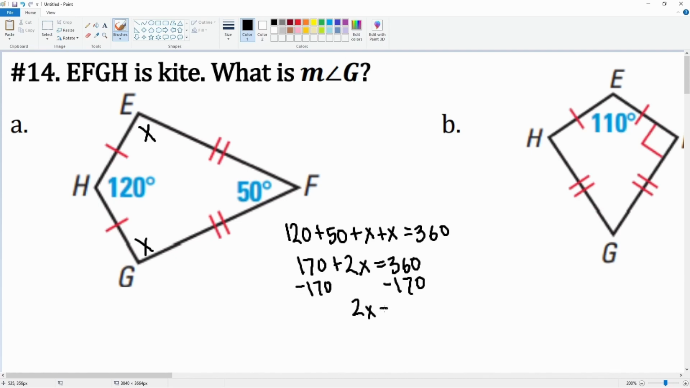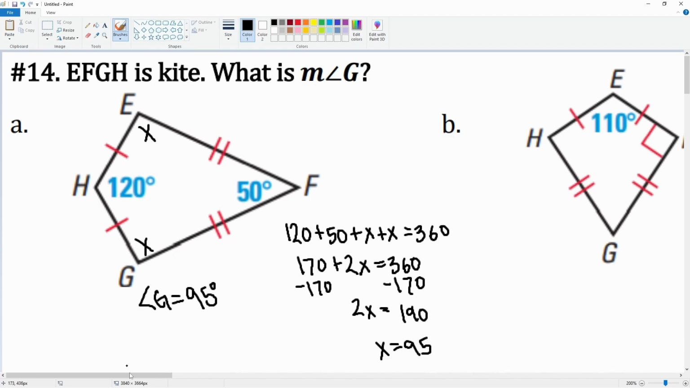This gives you 2x is equal to 360 minus 170, which gets you 190. Then we can divide by 2, that gets you x is equal to 95. So we can say that the angle measurement of G is equal to 95 degrees.